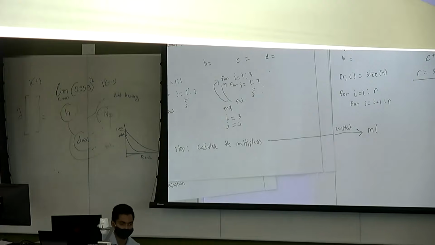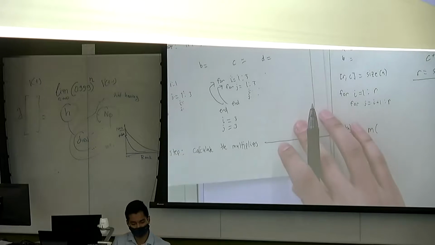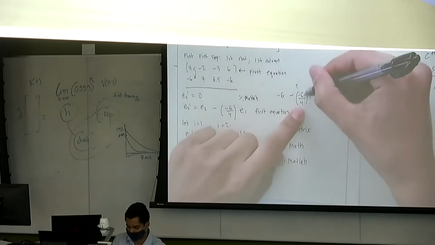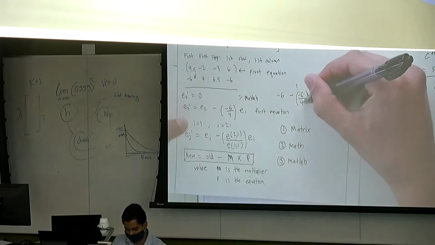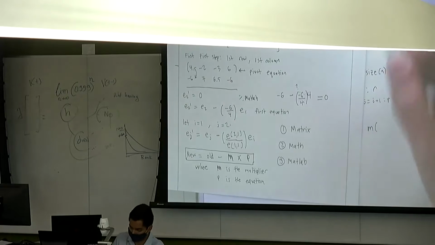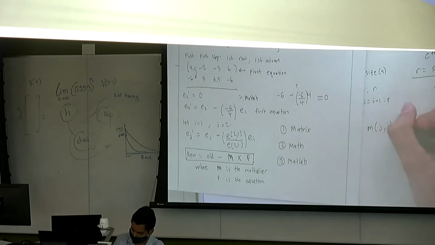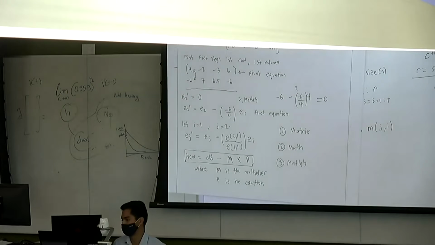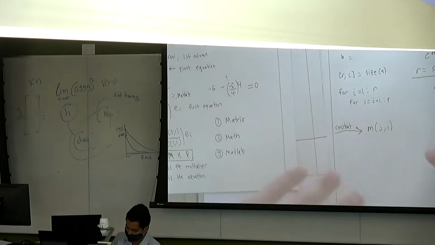Why do you think I comma j? So the first multiplier was minus 6 over 4. So I equals 1 and j equals 2. So I'm going to be in 2 comma 1. It's actually going to be j comma I. Yeah, good try. You're good. So what is that going to be equal to?